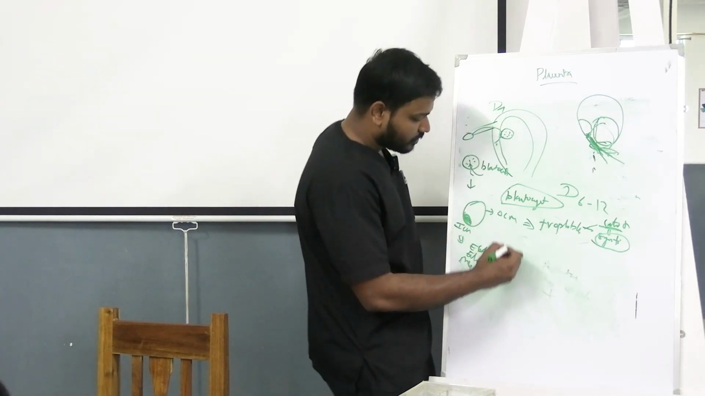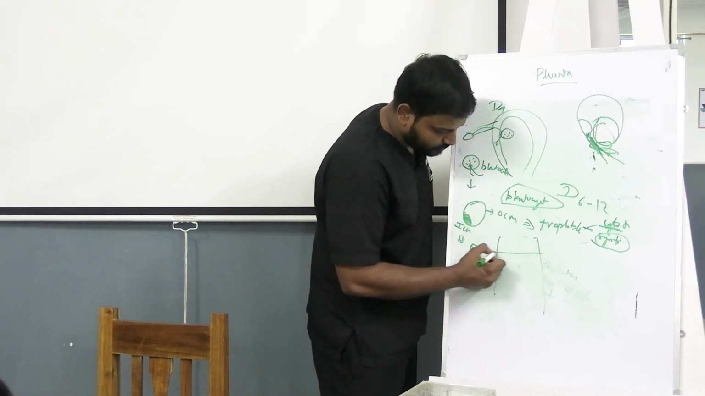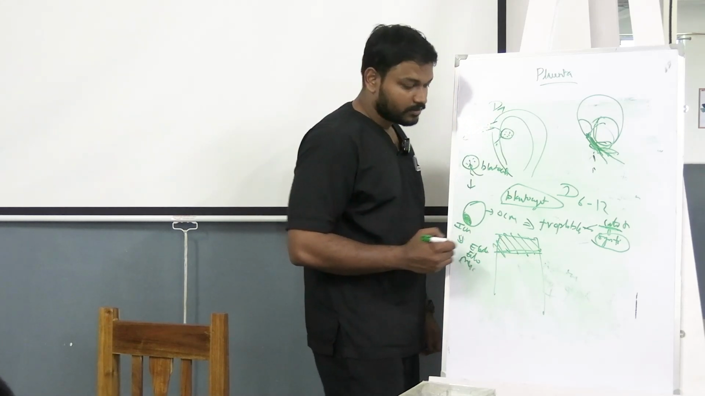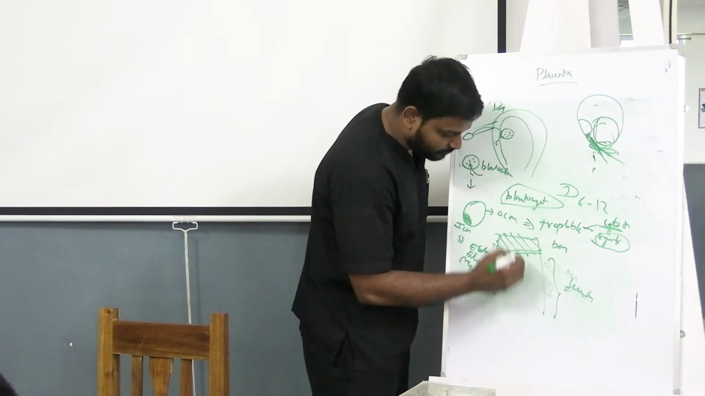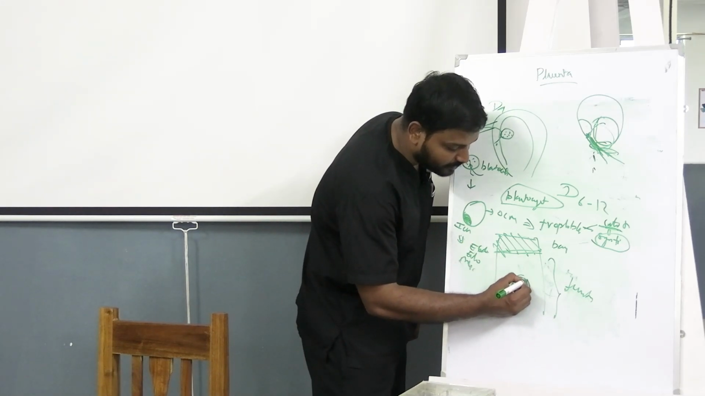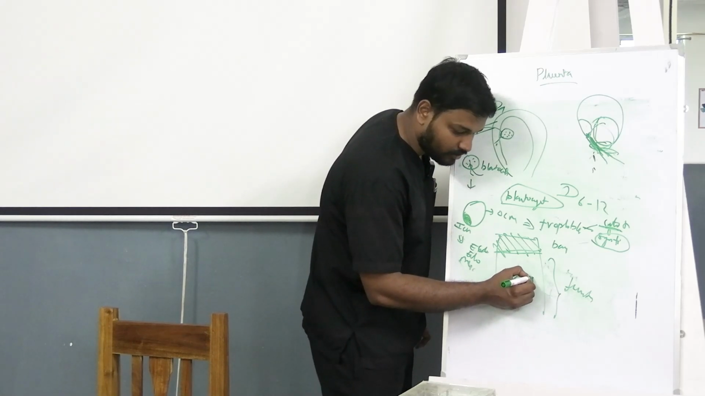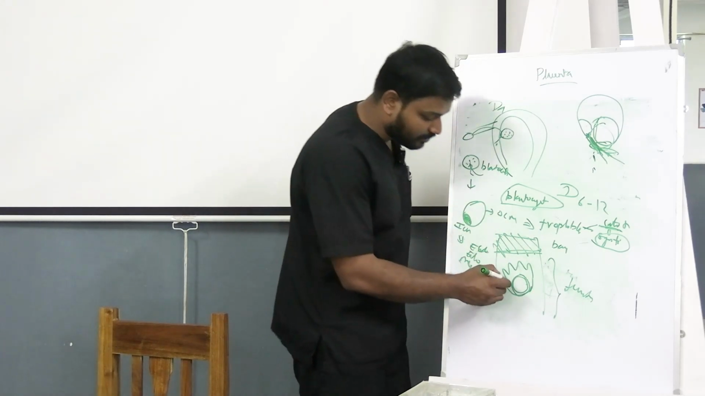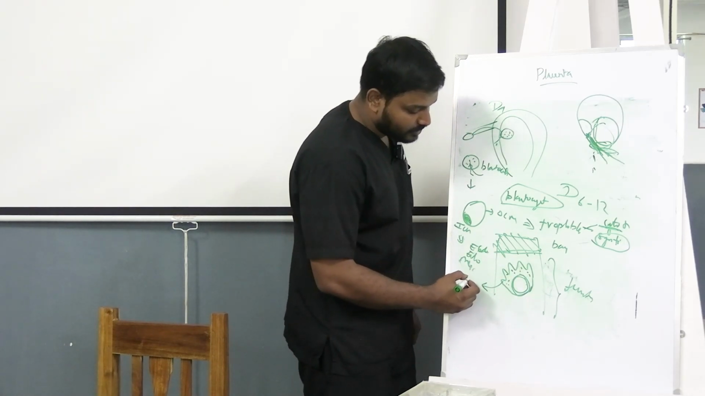What happens? This is the endometrium, this is the basalis layer, this is the functionalis. The blastocyst will come. There is cytotrophoblast and there is syncytiotrophoblast. The syncytiotrophoblast has no cell wall, so it will be loose like this. What does this syncytiotrophoblast do?